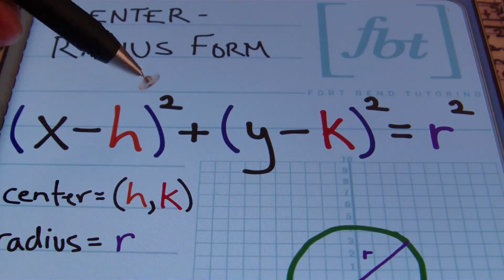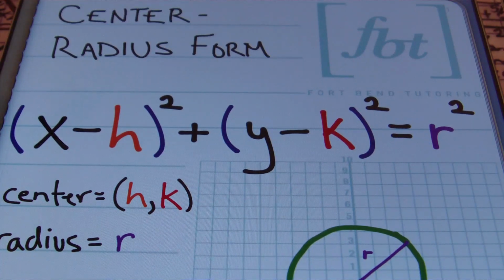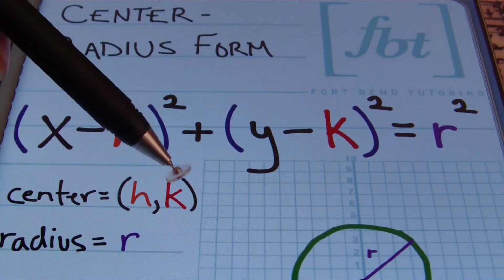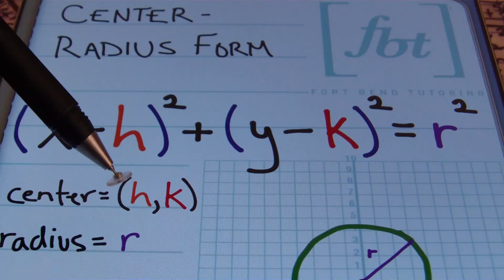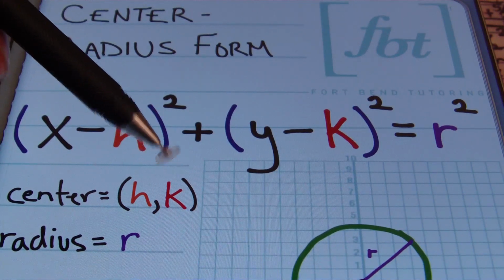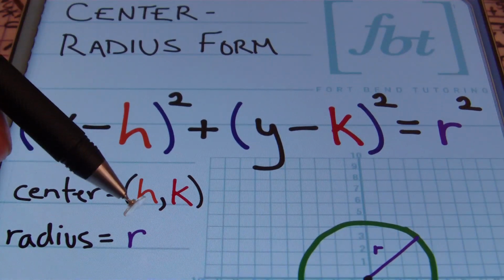It's (x minus h) squared plus the quantity of (y minus k) squared, which equals r squared. What you should know when dealing with the center-radius form is that the center itself is going to be (h, k). The x value of that center is going to be h, and the y value of the center is the k value. That's the center. The radius is the variable r.